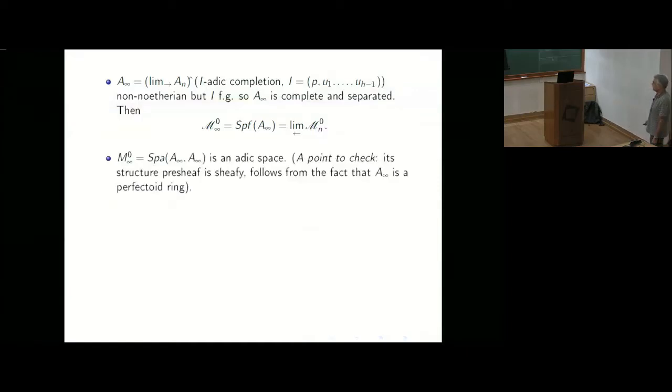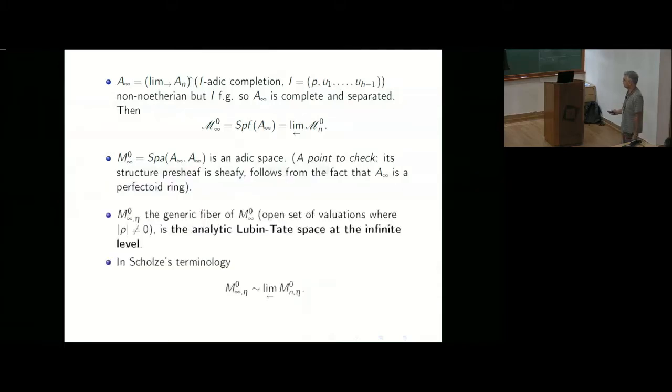And again, one has to be careful technically. This is not a Noetherian ring anymore, so it's not absolutely clear that the associated Spa is adic. I hope we will come to this issue in the series of lectures about Huber spaces and adic spaces. The point to check is the sheafiness of the structure presheaf, but this follows from the fact that we will see later that A infinity is not only an adic ring, but it's actually a perfectoid ring.